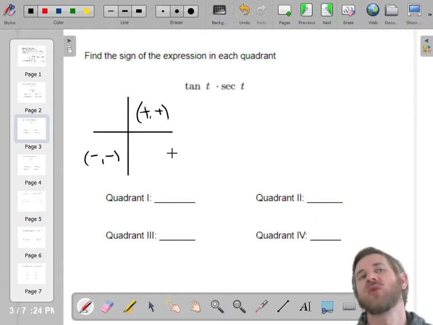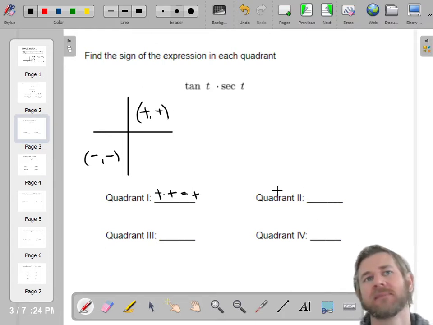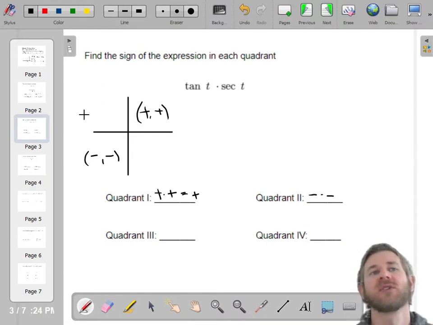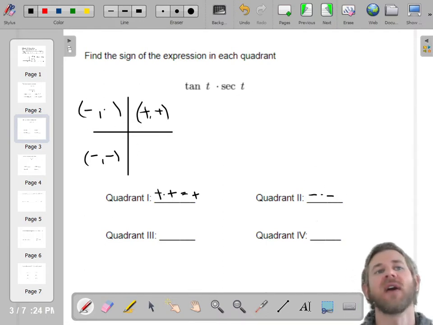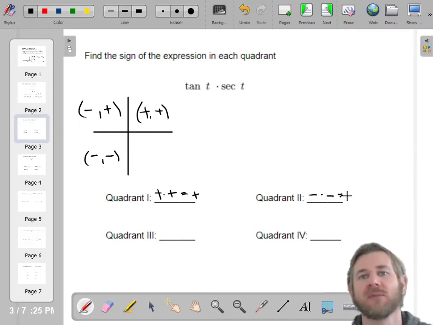So let's do first quadrant. In the first quadrant, everybody's happy. Tangent's happy, positive. Secant's happy, positive. Their product would be positive. In the second quadrant, tangent is negative, and tangent is negative because they're opposite signs. And in the second quadrant, cosine is negative. Cosine, remember, is the reciprocal of x. And if x is negative, then the reciprocal of x will still be negative. So a negative times a negative will be a positive.